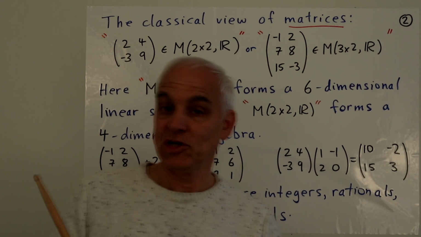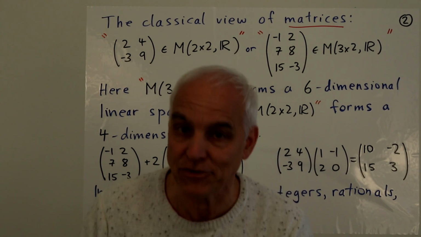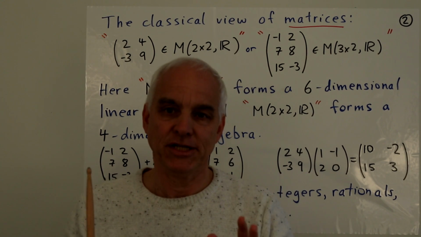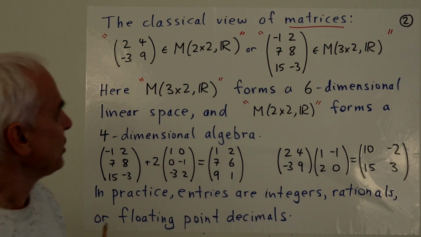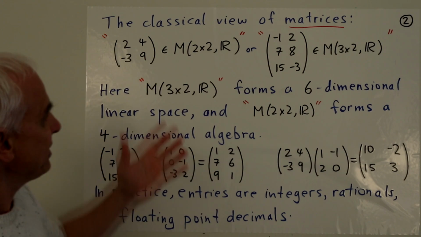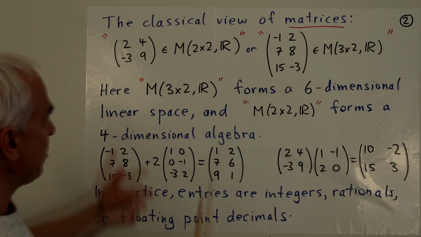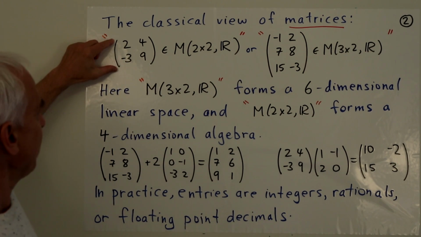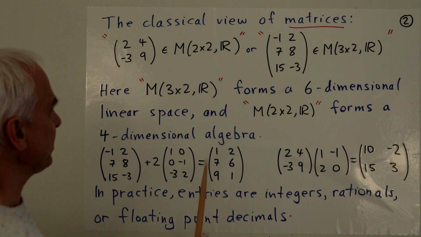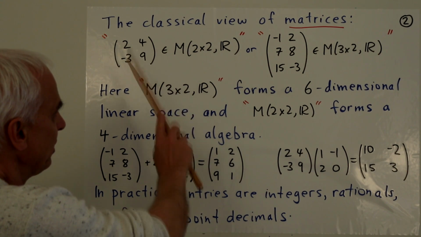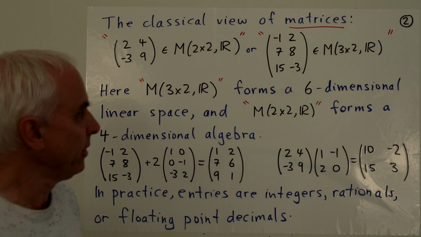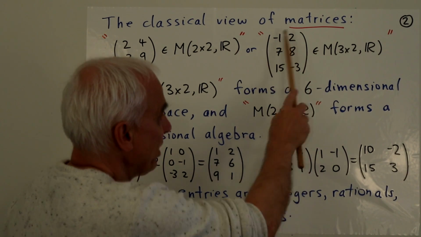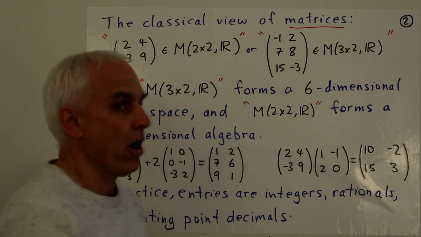But of course, linear algebra is not just about vectors. It's also about matrices. In fact, it's principally about matrices, really. So the classical view of matrices looks something like this. In a linear algebra textbook, you might see something like this. It's a 2x2 array or matrix. We might use this notation. It belongs to the matrices 2x2 from R. Or over here, we have an example of a 3x2 matrix from R.